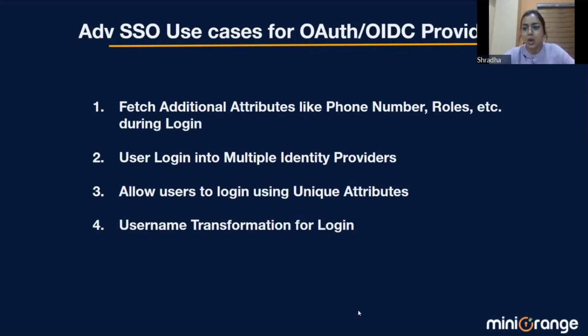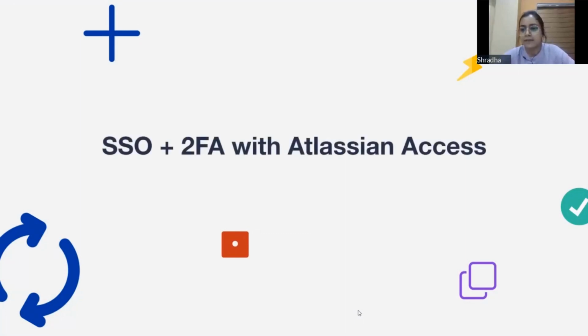Right. So all the use cases that we touched upon before with SAML IDPs are fetching additional attributes, supporting multiple identity providers for login, allowing your users to log in based on unique attributes such as domain, groups, and so on, extracting username during login, are all supported in the OAuth and OpenID provider as well. We looked at different SSO use cases.